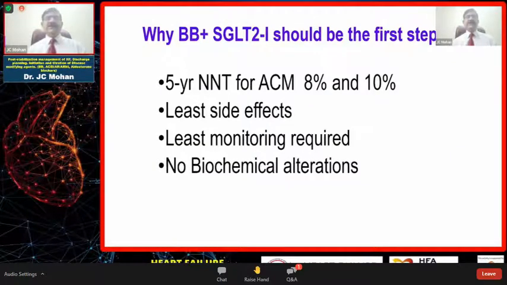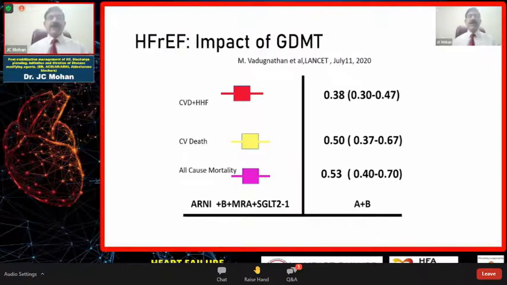Because the 5-year NNT for all-cause mortality is very impressive, both for beta blockers and SGLT2 inhibitors, 8 and 10, with the least side effects of the combination, least monitoring required, and no biochemical alterations. And data suggests that if you use SGLT2 inhibitors, beta blockers, MRA, all 4 drugs, you can cut down cardiovascular death and all-cause mortality by 50% over and above conventional guideline-directed medical therapy, which is using anti-RAS agents and beta blockers alone, as was the case in most patients with heart failure history.